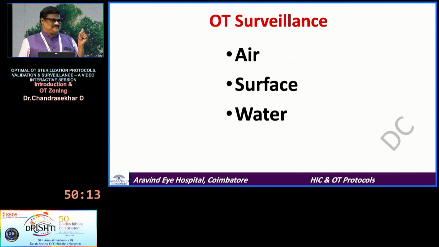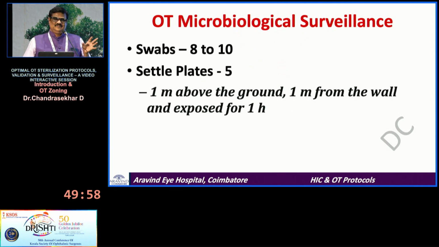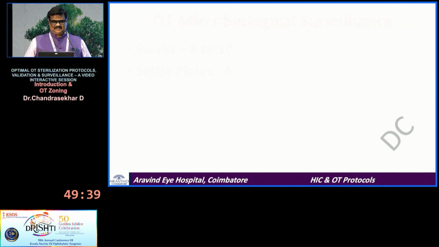Now coming to a word about surveillance, which I need to cover at the last, but after my talk and Dr. Shashikumar's talk, it will be Rajiv all the way with his videos. When you talk about surveillance, you have to take care of the surfaces, air and water. These are the three important things. Though there is no need for swabs at this point in time, the National Program for Control of Blindness would say you will need to take swabs at least once in 2 weeks. The settle plates are for the air. You can keep them in at least 5 places away from the wall at a height of about 1 meter above the ground, 1 meter from the wall, exposed for half an hour or 1 hour, whichever is the protocol.